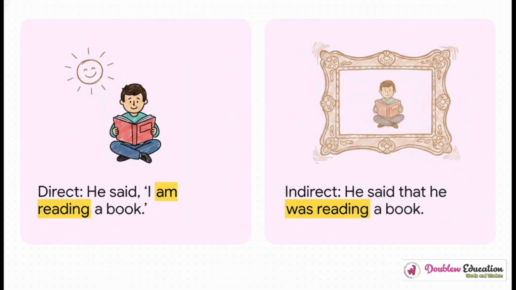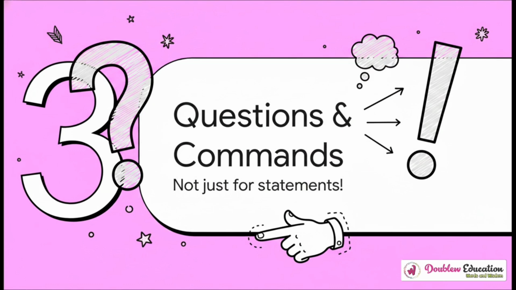Here's another great example. In direct speech, he says, "I am reading a book." Present tense, right? But when we report it, it becomes, "He said that he was reading a book." See that? The "am" became "was." We've just taken that one little step back into the past. Simple as that.